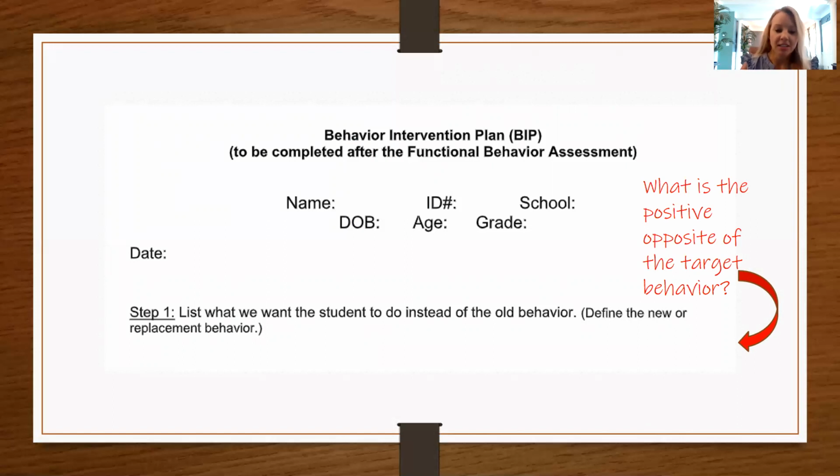So if Johnny is getting out of his seat frequently, then our target behavior should be that we want Johnny to stay in his assigned seat or area. And we may want to define that with a certain amount of time, that he'll stay in his assigned seat or area for 15 minutes or for the class period, or whatever's appropriate based on where he's at now as far as length of time and his age and developmental level.